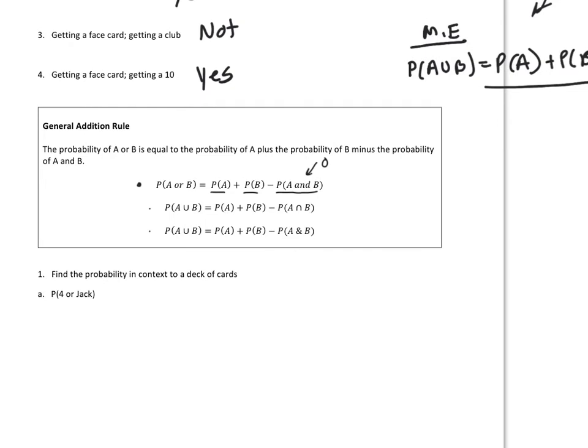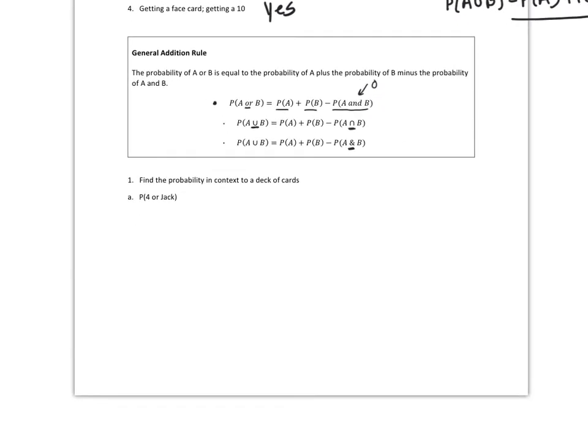Now, let's talk about notation issues. Instead of having the word or, you can have the union symbol, and you could have the intersection symbol for and. The other thing you could do, you could actually have the ampersand, the and symbol, to represent that intersection.